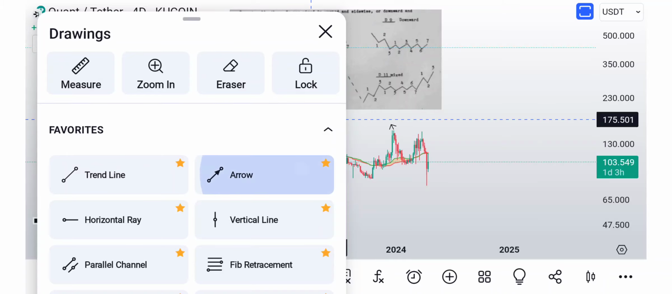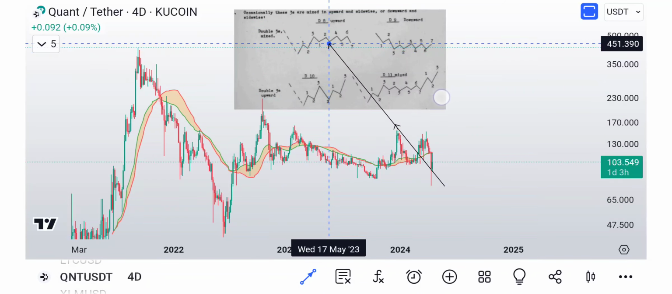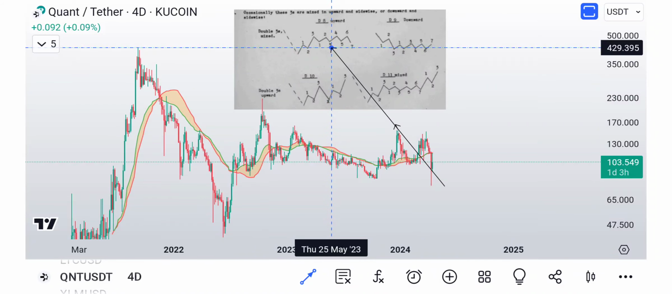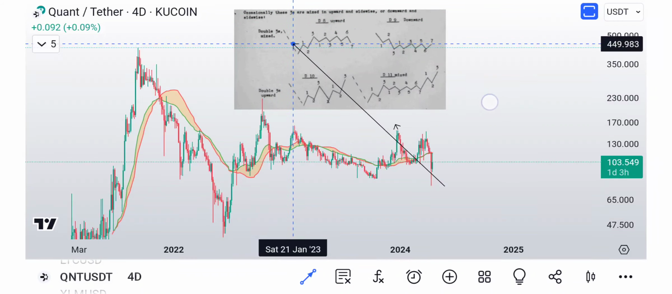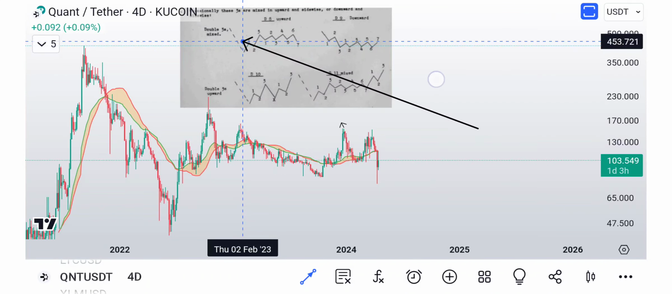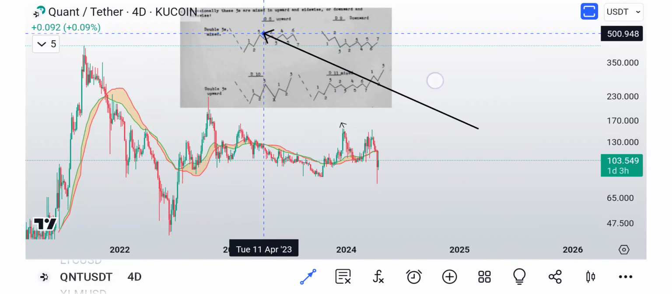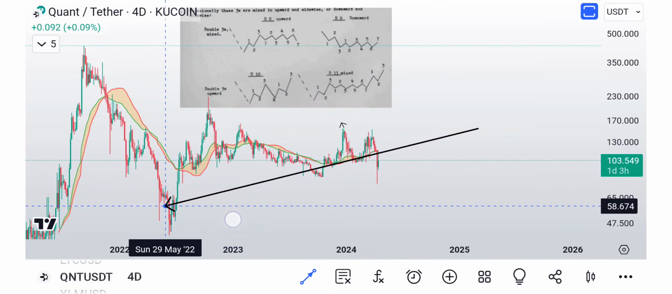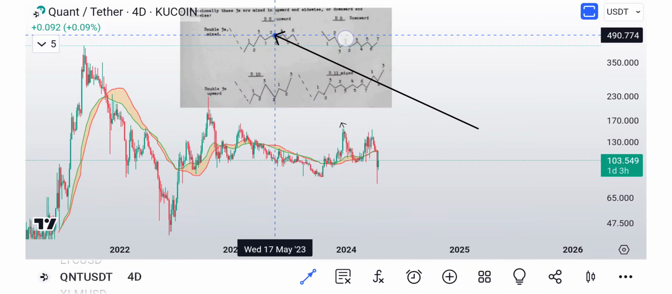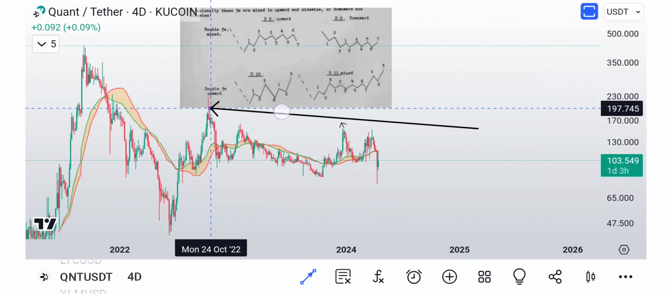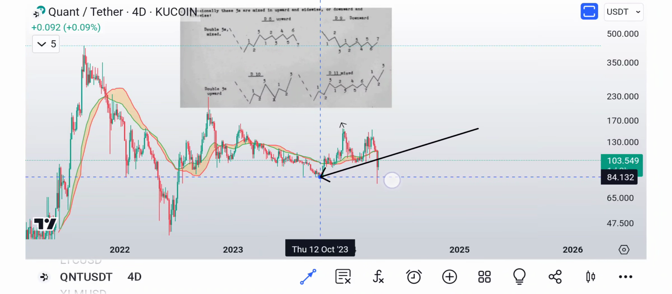So I'm going to compare this example here. Essentially we have this down move right here. Same thing here, we have this down move. We have this 1, 2, 3 to the upside. Same thing here. Then we have 1, 2, 3. Same thing here, we have 1, 2, and then all of this is 3.